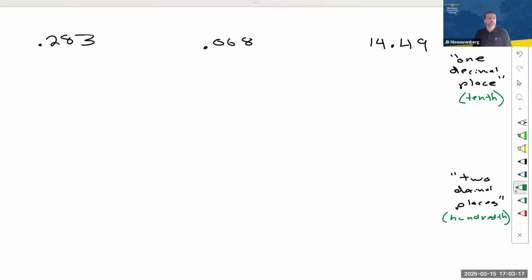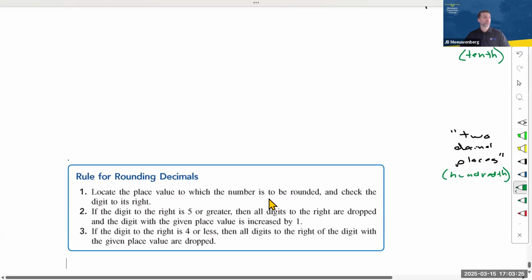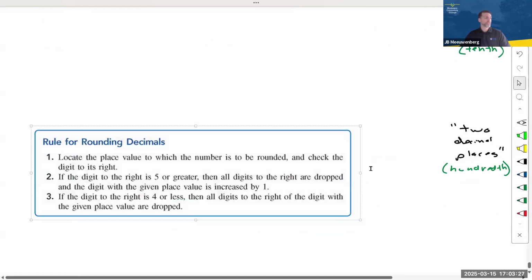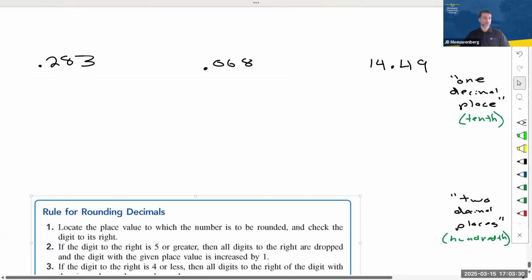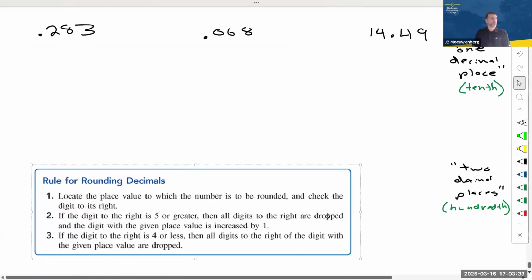So we're going to use the strategy, since I don't have diagrams, the rules for rounding decimals. I talked you through them earlier, but what they really come down to is this. If you prefer to write some rules down, write some definitions, right? So we locate the place value to which the number is to be rounded and check the digit to its right. If it's 5 or greater, all the digits to the right are dropped, and the digit with the given place value is increased by 1. We say that is rounding up. If that digit is 4 or less, then we just drop all the digits to the right.